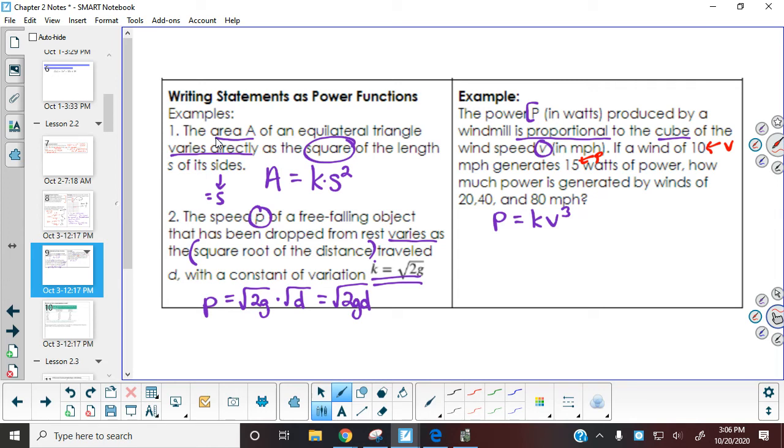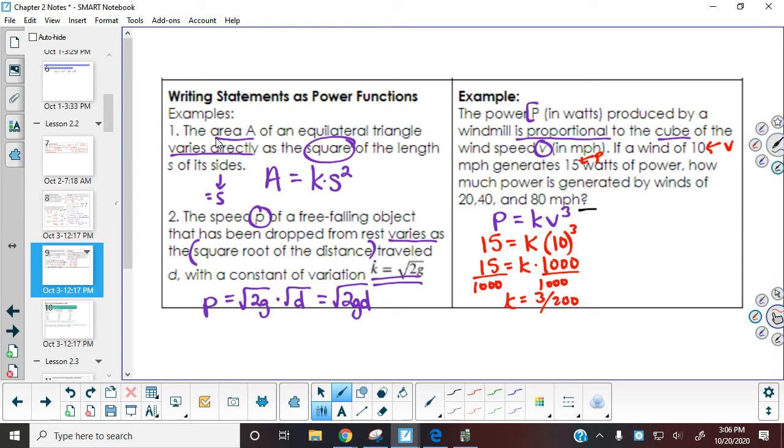So what we can do is use those two pieces of information to figure out our constant of variation. So I've got 15 for my P. I'm going to find my K, that's what we don't know, and then we can plug in 10 cubed. 10 cubed is equal to 1,000. And so to solve for K, I can divide each side by 1,000. And so my K, if I simplify it, or we can leave it, either one, is going to be 3 over 200.